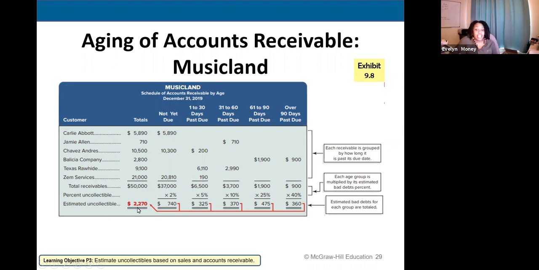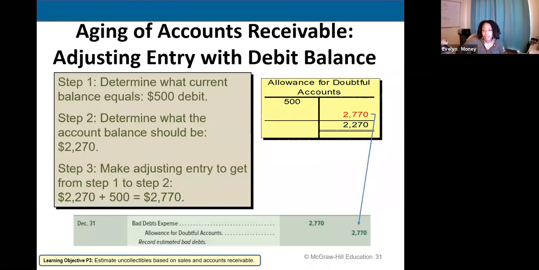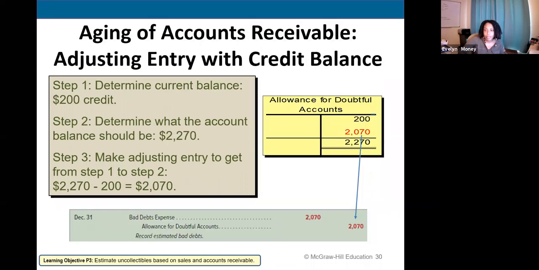This 2270, again, is not the number for my journal entry. This is the desired ending balance of AFDA. If there is already money sitting in AFDA, then I may have to subtract to find the correct amount for my entry, like we had to here. Now, what if we change, let me go back because I went too fast, like we had to here. This is what I want you to focus on.